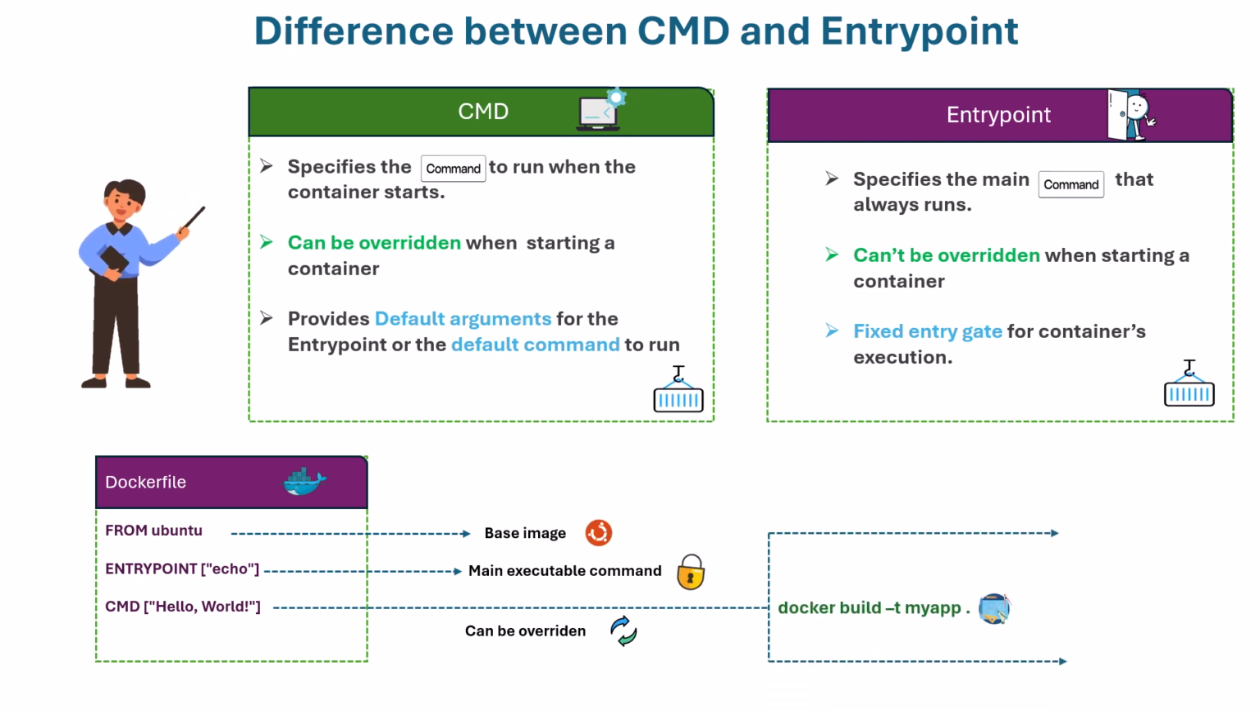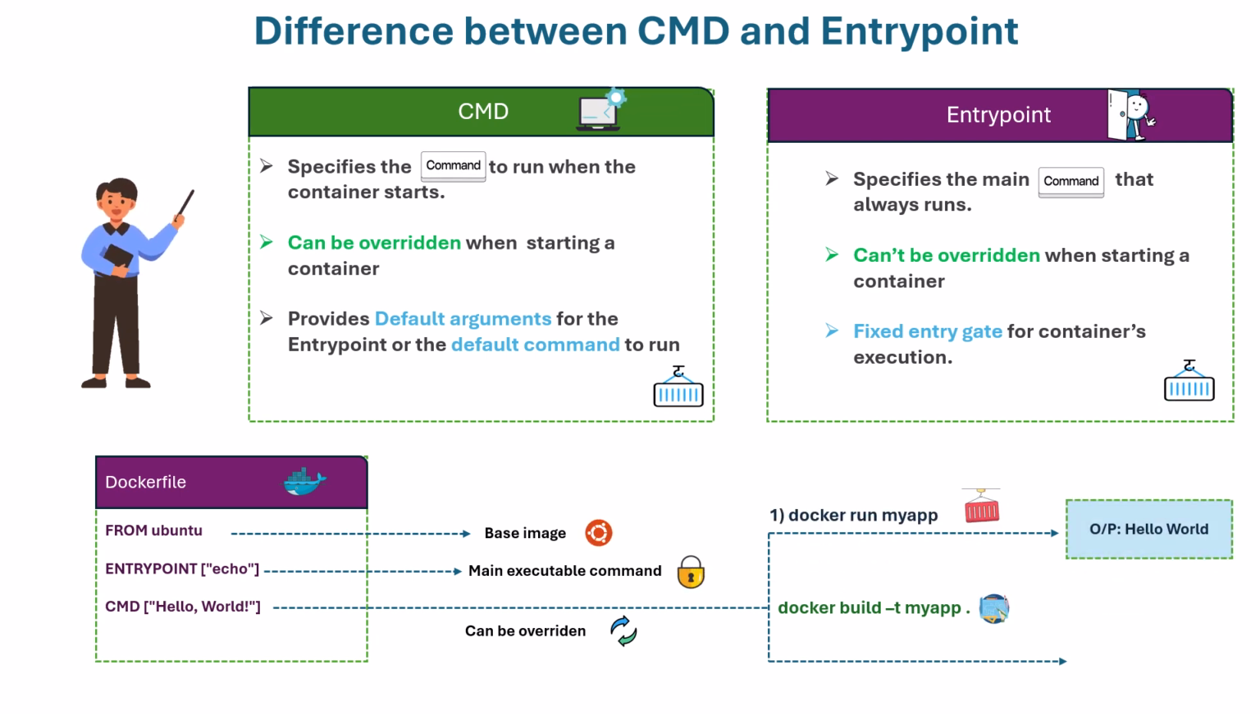Let us build the Dockerfile to get the image. The image is like a blueprint, from which we are creating an instance, or running a container. Now let's run the Docker image. When you run the container, docker run my app, from that image, the output is hello world. This is because the CMD instruction provides the default argument to the ENTRYPOINT, which in this case is the fixed command echo.